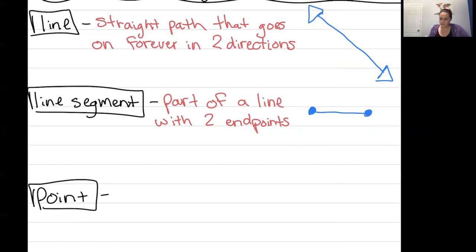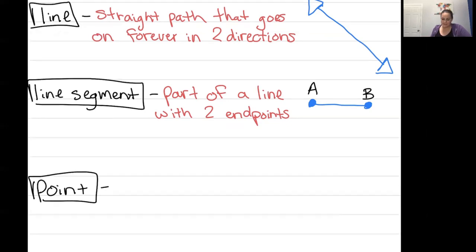And a lot of times you'll see these will have letters on them. So this would be called line segment AB, because those are the names of the points on either side. So when you have a line segment, that means you've taken a piece of a line. If it was just a regular old line, we would see those arrows going out forever and ever.